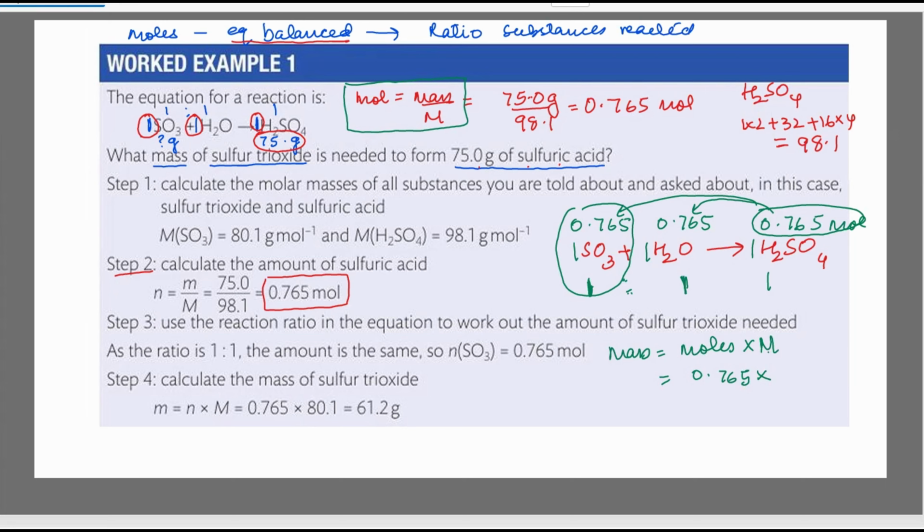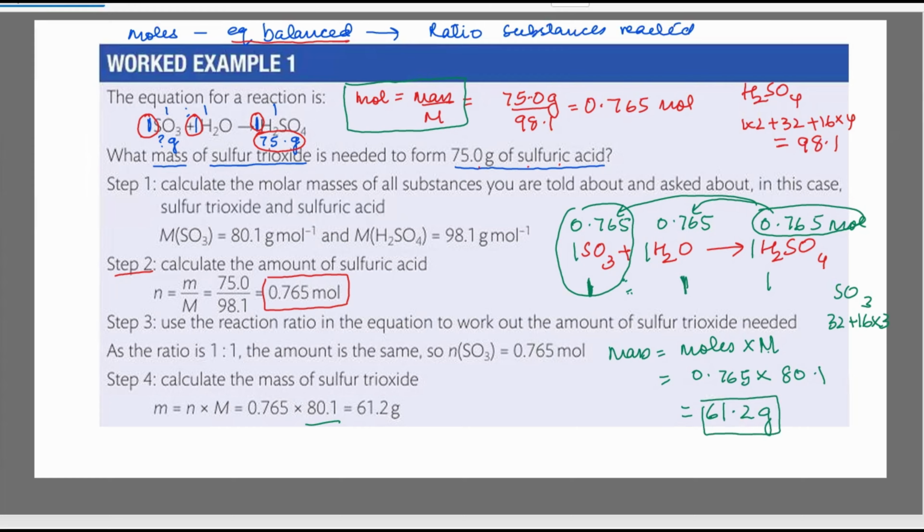Let's calculate the Mr for sulfur trioxide quickly. Sulfur is 32 and oxygen is 16 times 3. So give me the molar mass for sulfur trioxide. I think it's given here, it's 80.1, right? So 0.765 times 80.1, we get the mass, that's 61.2 grams. So this is basically your answer.